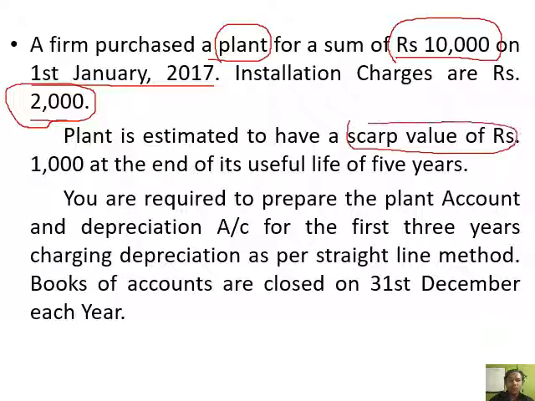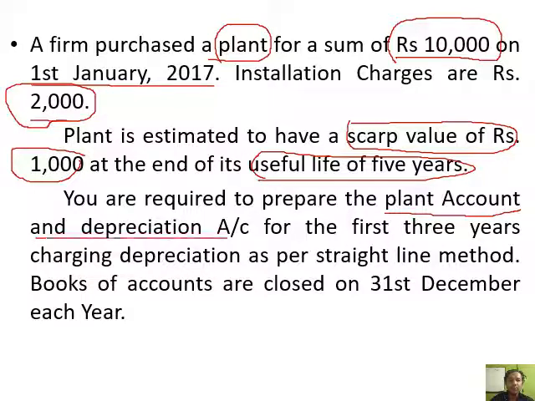Now the scrap value is given as rupees 1000, and its useful life is given as 5 years. So that means it has a useful life of 5 years. You are required to prepare the plant account and the depreciation account. So we were asked to prepare two basic accounts: one is the plant account and the other one is the depreciation account, for the first 3 years. So we have to only prepare the accounts for the 3 years part.